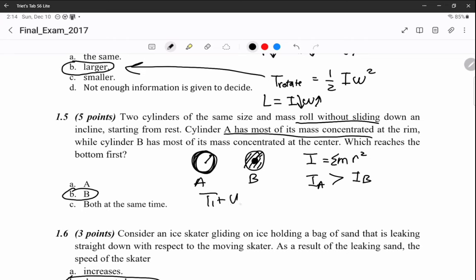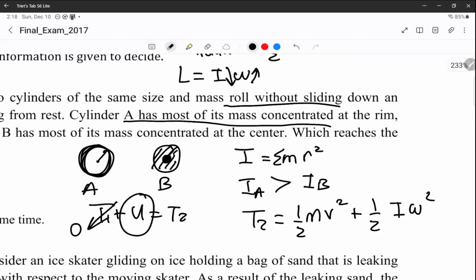If you do energy conservation, T1 starts at rest, so that's 0. U is the same, right? They're both rolling down the incline, so U is the same, the difference in height is the same. The problem is T2. So T2 is going to be one half, and we have the same m, right? m v squared plus 1/2 I omega squared. It's rolling without sliding, so you can write omega as v over r, so v squared over r squared.